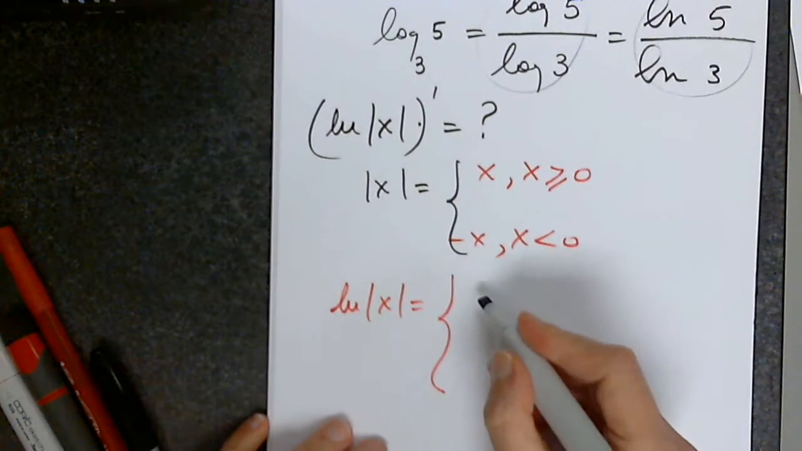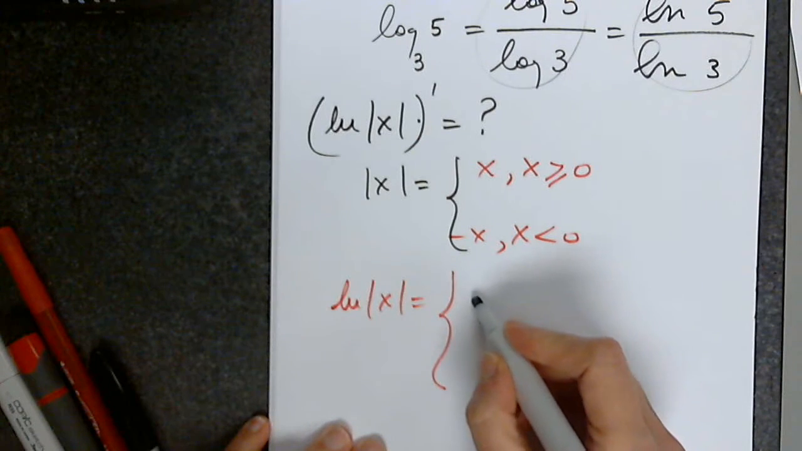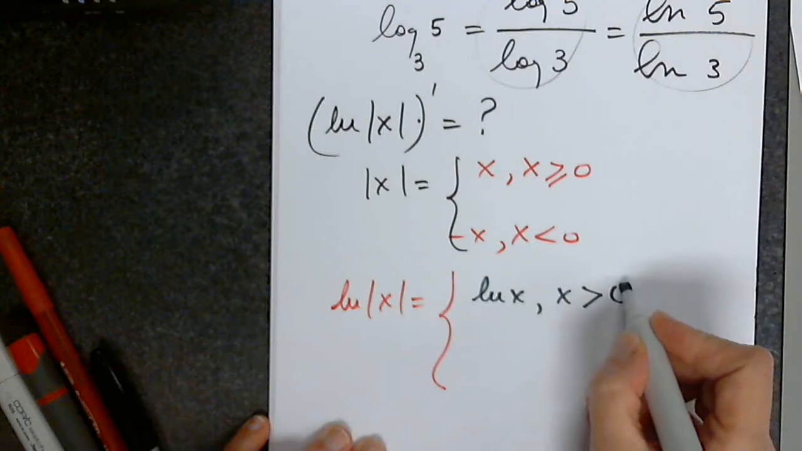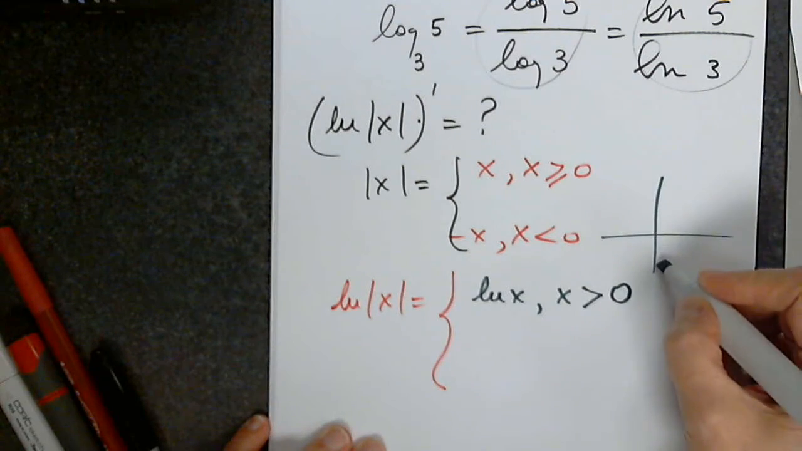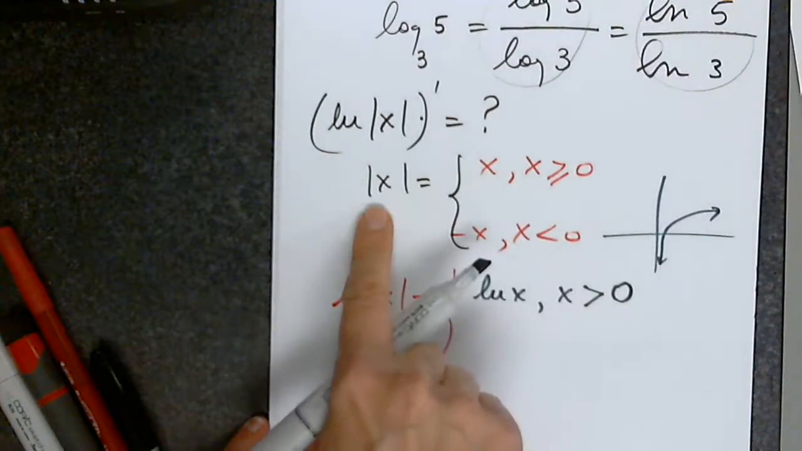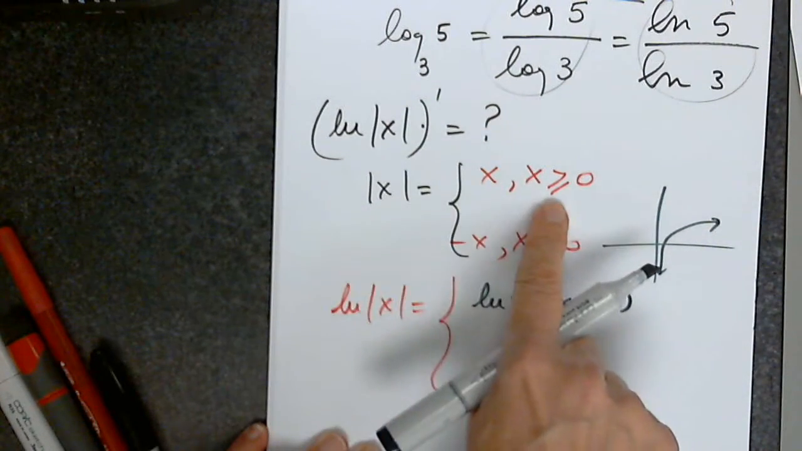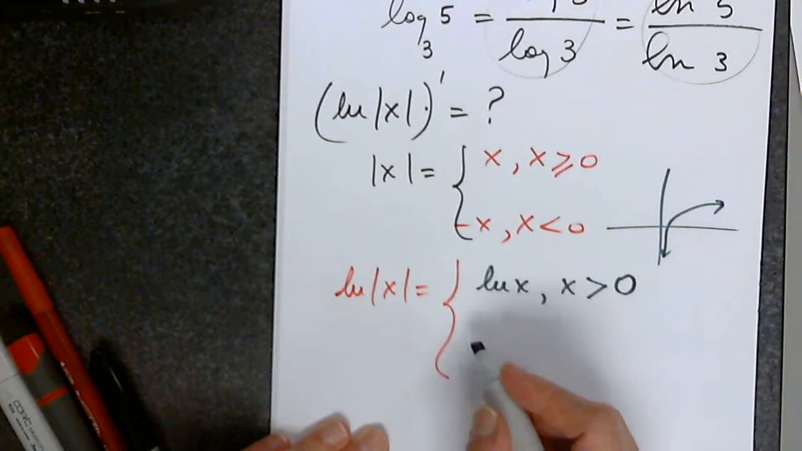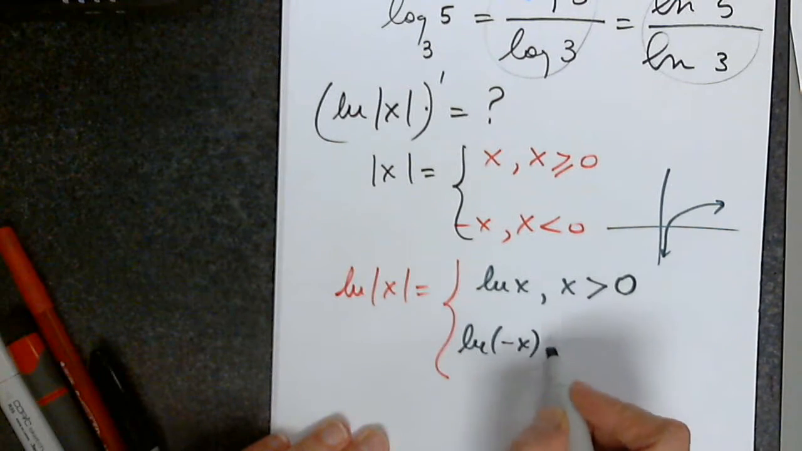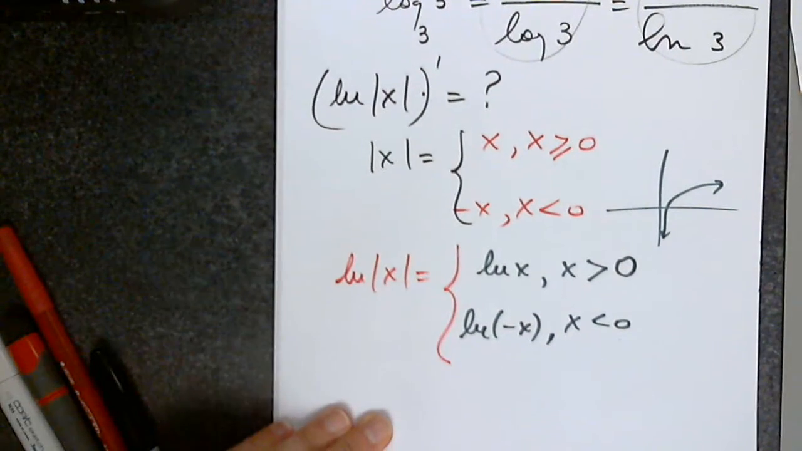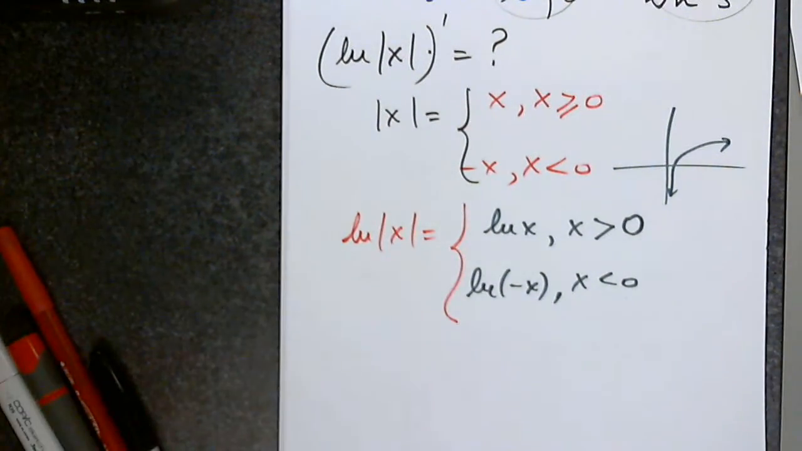The first option would be ln x, if x is positive. I cannot use 0; remember, the graph of natural log has a vertical asymptote at 0. So when I apply log to this, I can no longer have 0. And what is the other option? Very good, for x less than 0. Perfect. Okay, so now I'm ready to differentiate.